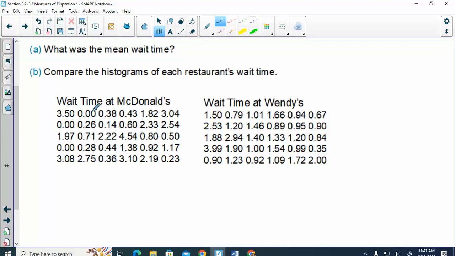So how do we find the mean? Add them all up and divide by 30 in this case, however many there are. And we have two options. We can do this by hand, actually type them all in, add them up. We also talked yesterday about how if you put these into lists, it can find the mean for you. Do you guys have a preference? No? Okay, I'm going to show you another feature on your calculator. So let's do this. I want you to put all the McDonald's times in L1 and all the Wendy's times in L2.